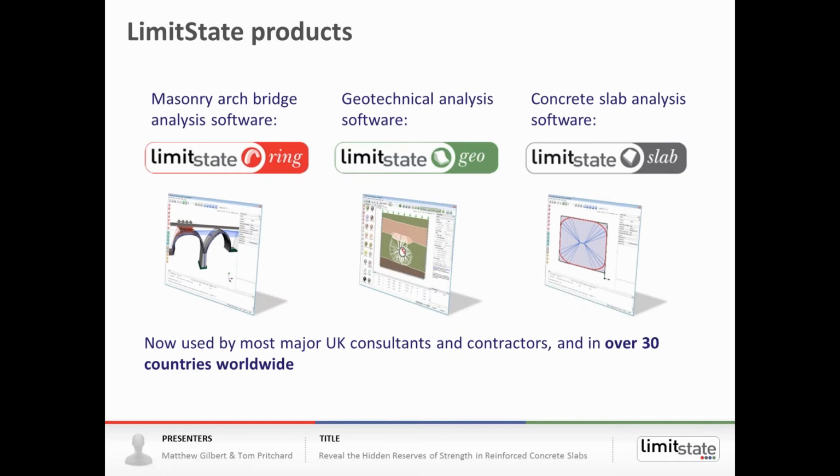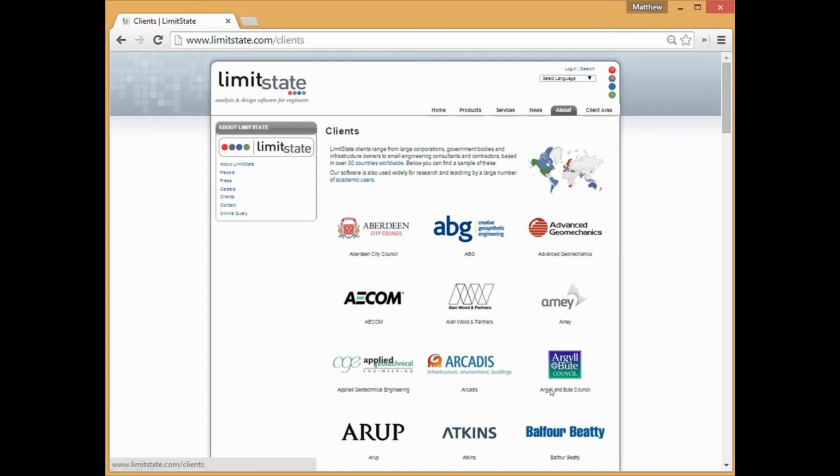So three main tools LimitState have developed over the last few years: LimitState Ring, LimitState Geo and LimitState Slab. Those tools are now widely used in the UK, Europe, and in the wider world as well. So here's a list of just a few of the companies that are using LimitState software. So some big names in there: AECOM, Atkins, Balfour Beatty, and so forth.